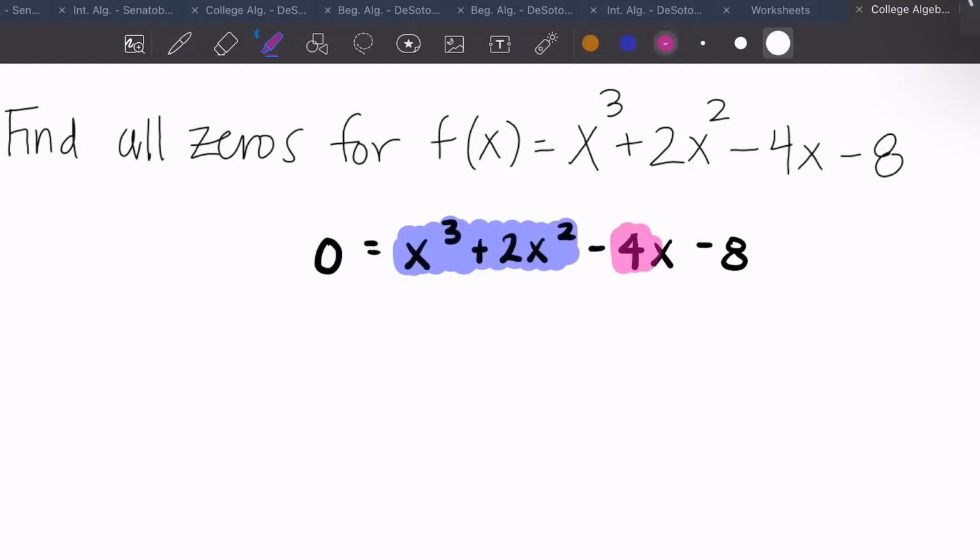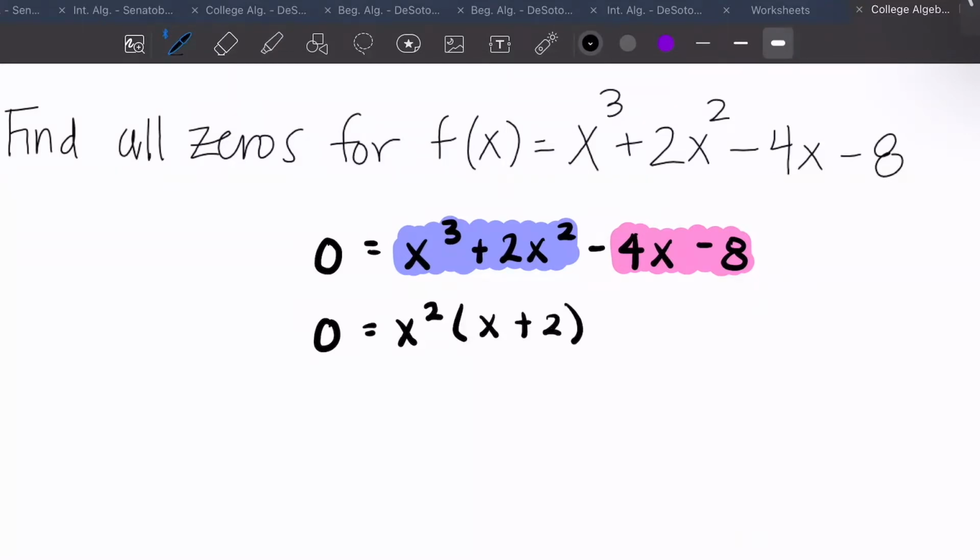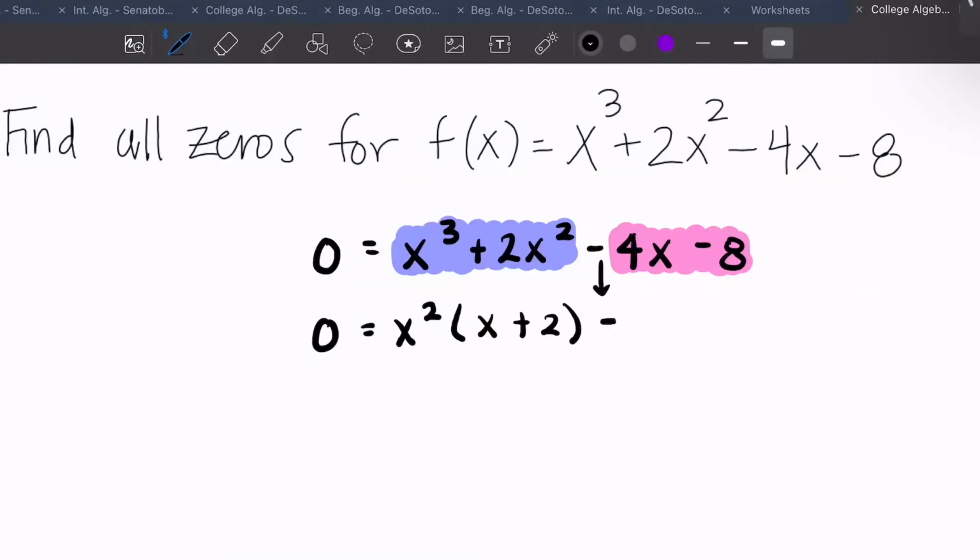I'm going to group those 2 terms and these 2 terms, and find the greatest common factor of the blue and of the pink. Greatest common factor of the blue is x squared, and I'm left with x plus 2. I'm going to bring down my minus sign and do the same thing with the pink. It's going to be 4, and I'm left with x plus 2 in my parentheses. What is in my parentheses is the same. So I get x plus 2 and x squared minus 4.